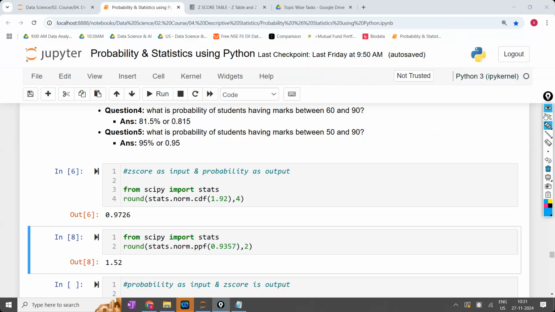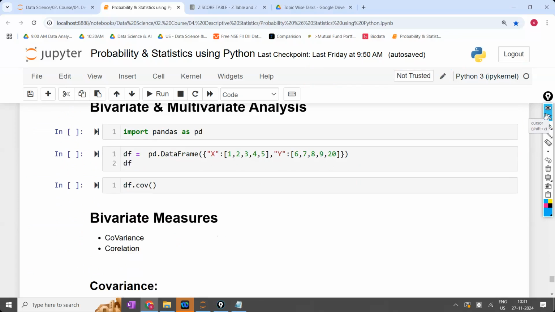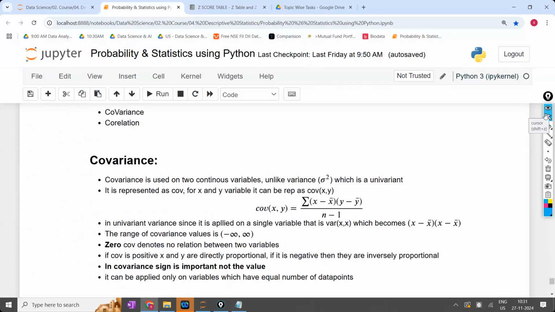So this is with respect to how to calculate the probability. In tomorrow's class, we'll continue with the next concept, bivariate analysis, that is covariance and correlation, followed by confidence interval and central limit theorem. These are the two things we are going to cover from inferential statistics. Today is Wednesday, right? Tomorrow we'll cover this, Thursday, Friday we'll start with inferential statistics, and this Saturday you are having the class.